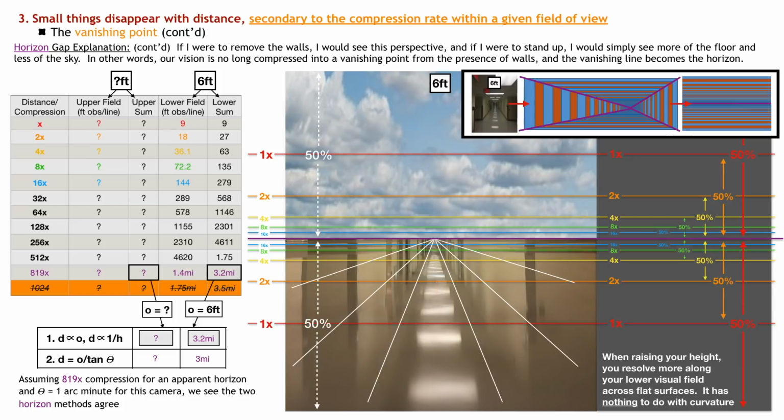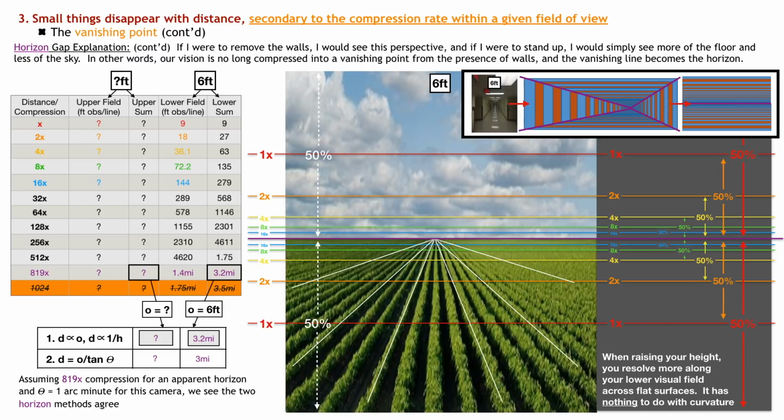The same visual effects, which are these orthogonal lines and how they approach the distant vanishing point and vanishing line, are going to be the same. So it's going to look like this, and you're left with a landscape. And this is not curvature. This is not the curvature of Earth that you're looking at as a bulge within your vision. This is just how your vision works. So when raising your height, you resolve more along your lower visual field, just like we showed with how many feet per aspect of vision we get to see when we raise our height. It has nothing to do with curvature.